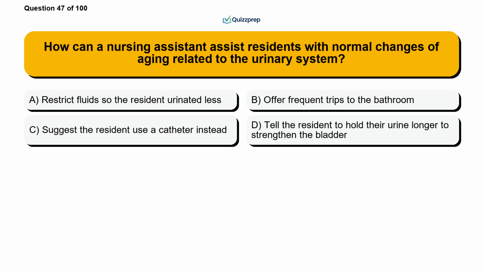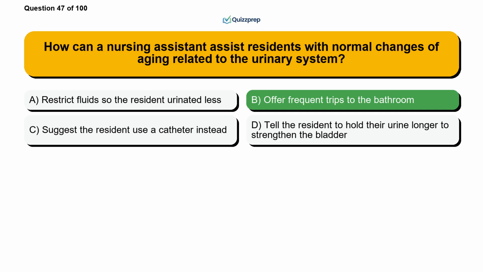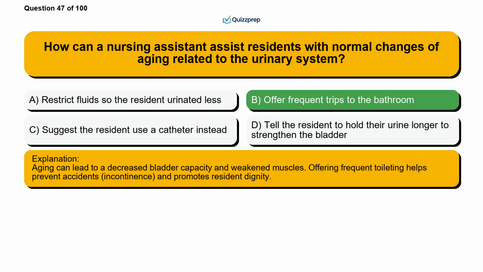Question 47. How can a nursing assistant assist residents with normal changes of aging related to the urinary system? Option A. Restrict fluids so the resident urinates less. Option B. Offer frequent trips to the bathroom. Option C. Suggest the resident use a catheter instead. Option D. Tell the resident to hold their urine longer to strengthen the bladder. The correct answer is option B. Offer frequent trips to the bathroom. Aging can lead to a decreased bladder capacity and weakened muscles. Offering frequent toileting helps prevent accidents and incontinence, and promotes resident dignity.